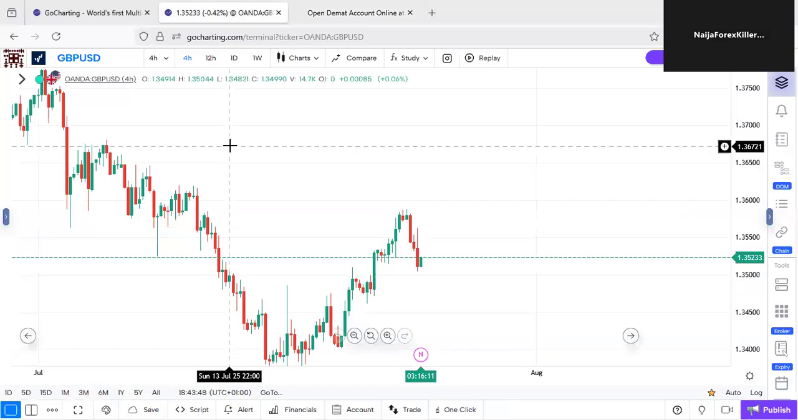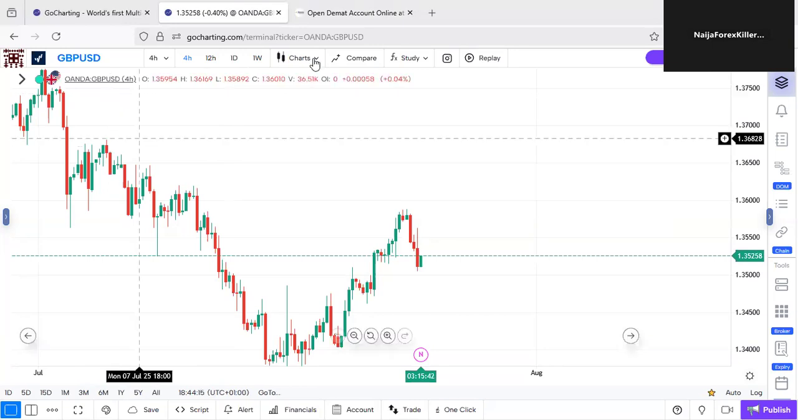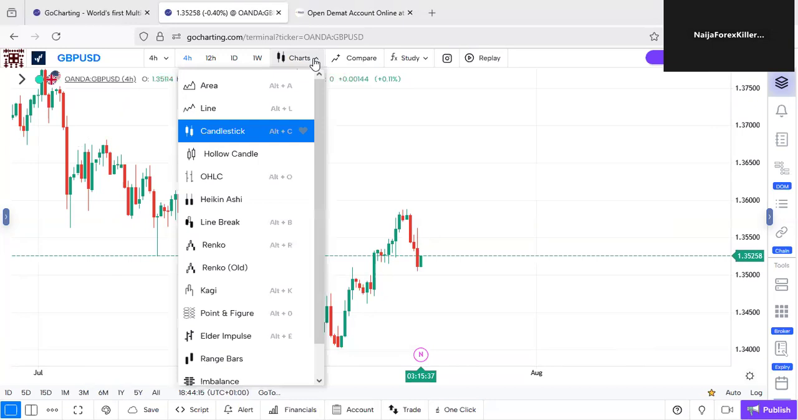So this one you are seeing here right now is the candlesticks. This is the most popular one people normally use. There are so many of them, but this one you are seeing now is the most popular and most accepted one when it comes to forex trading. There are other ones, but let me show you the other ones.